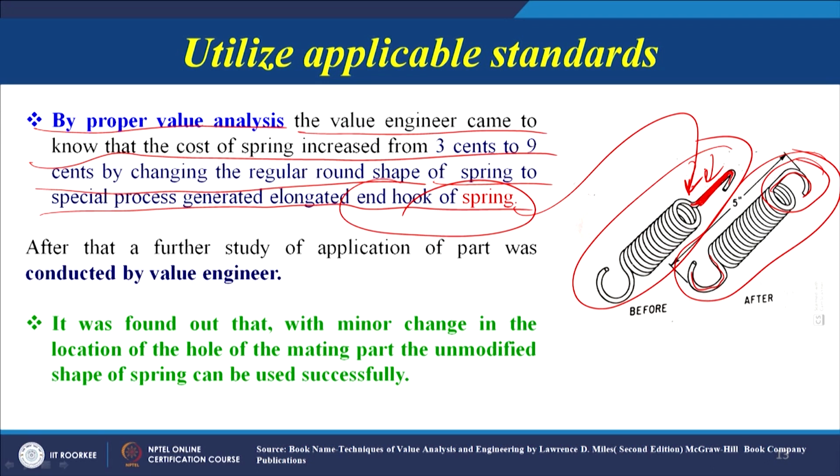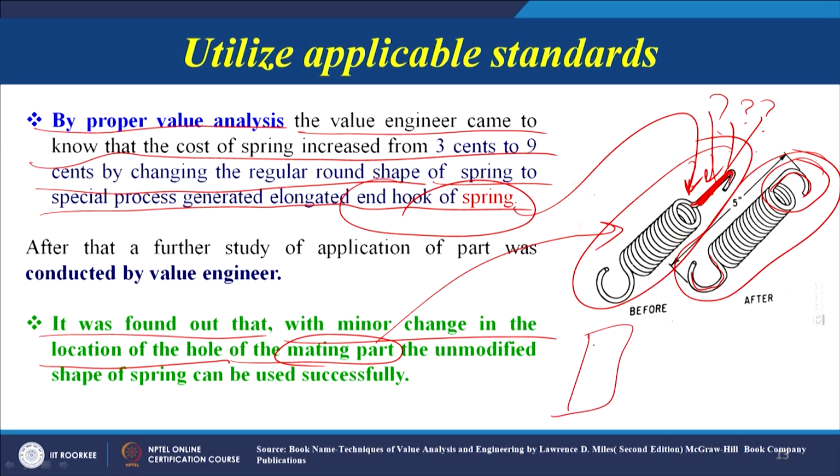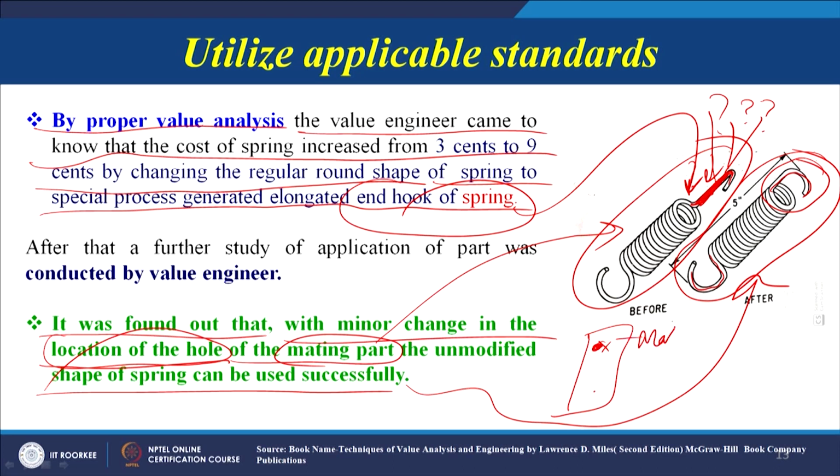After that, a further study of the application of the part was conducted by the value engineer. Now, as a value engineer, we would definitely like to question what is the requirement of this elongated part. It was found out that with a minor change in the location of the hole of the mating part, wherever this spring has to be used, there may be a mating part where there may be 2 holes. So, if we change the location of the hole, the unmodified shape of the spring can be used successfully, which means this spring can also be used if we change the location of the hole slightly, suppose this is the mating part where this spring has to be attached. So, just by a little modification in the mating part, we were able to save 6 cents per spring.